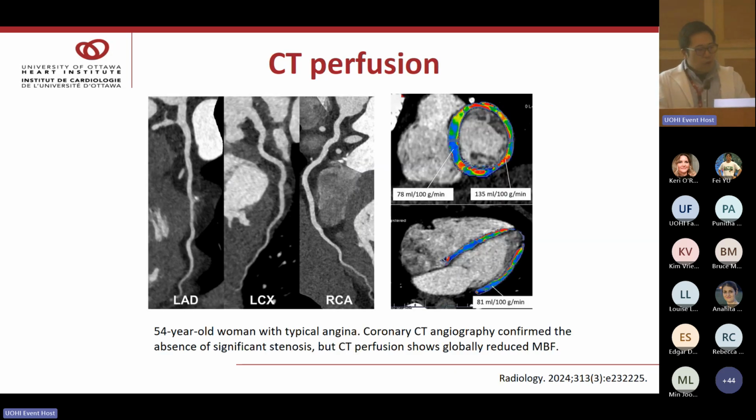So this is the case of a 54-year-old woman with typical angina. As you can see on the left panel, coronary CT angiography confirmed the absence of significant stenosis. However, CT perfusion on the right panel shows globally reduced myocardial blood flow, which is consistent with coronary microvascular dysfunction. So although CT perfusion is a promising technique, its clinical adoption remains limited due to high radiation exposure and contrast dose.